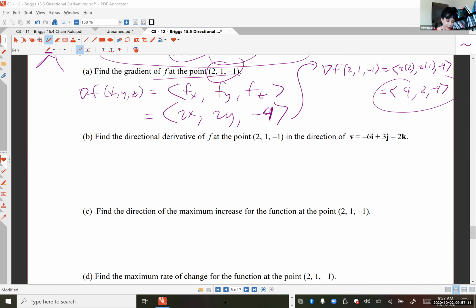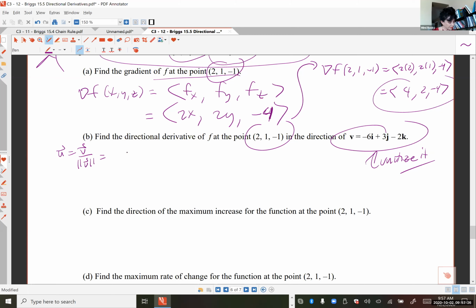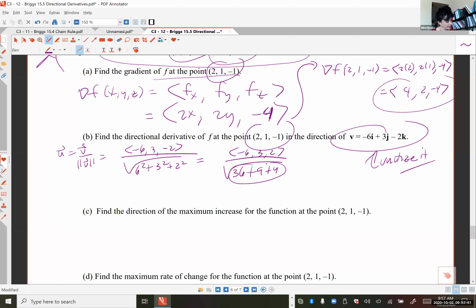Okay, let's find a directional derivative of f at this point in the direction of this vector. Well, step one is unitize it, and if you don't, you'll get 0 points. So when you unitize your direction vector first, what is that? I think that's square root of 49. Ooh, nice, which is 7. So my unitized vector is going to be -6/7, 3/7, and -2/7. Those will be the components.